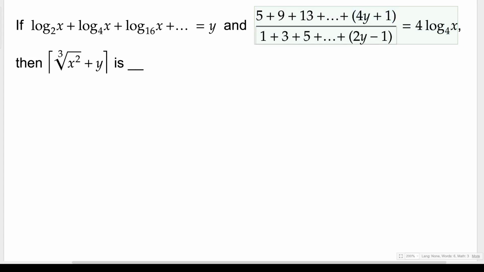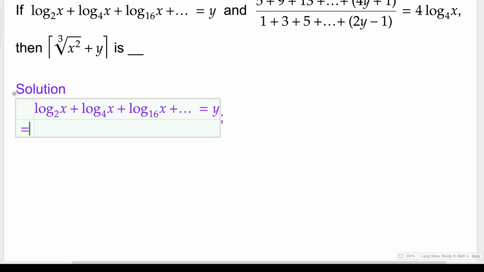The next one, we have 1 plus 3 plus 5 and so on all the way up to 2y minus 1. This is equal to 4 times log of x base 4. In that case, we need to compute this particular expression, that is x squared, taken cube root on top of this, plus y. Whatever this expression is, we need to apply the ceiling function on top of it. The output that the ceiling function generates will be the answer for this given problem statement. Now let us proceed towards the solution.